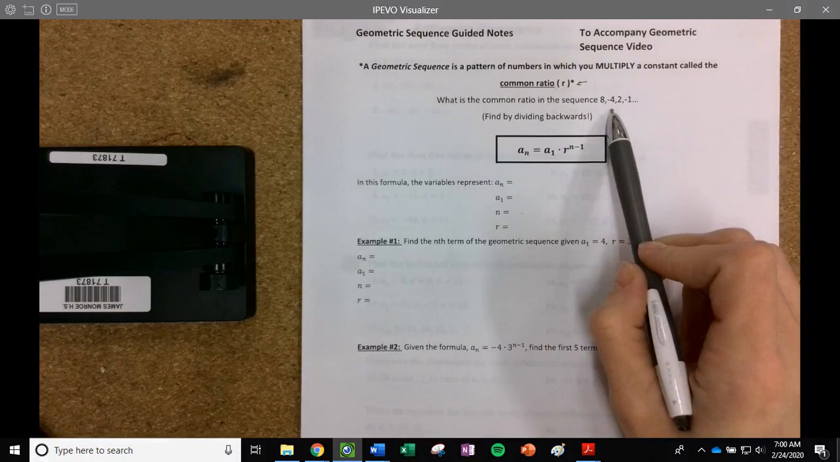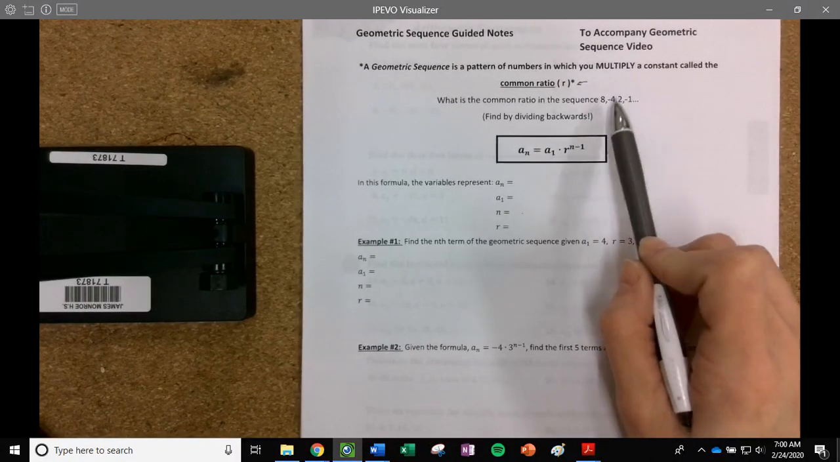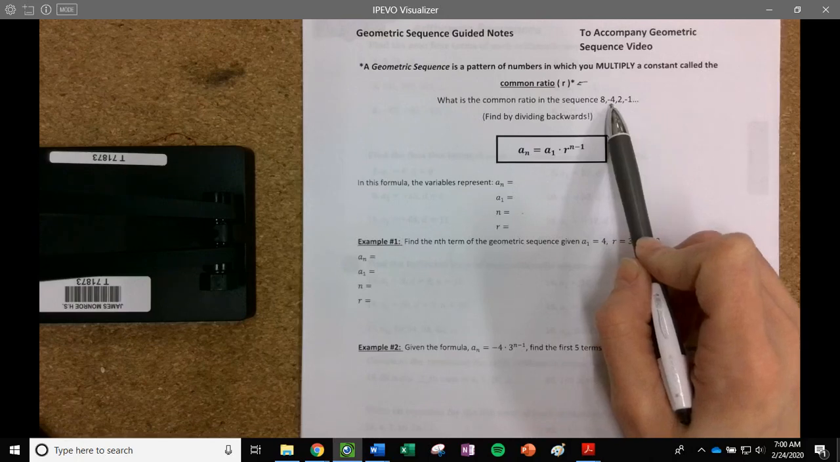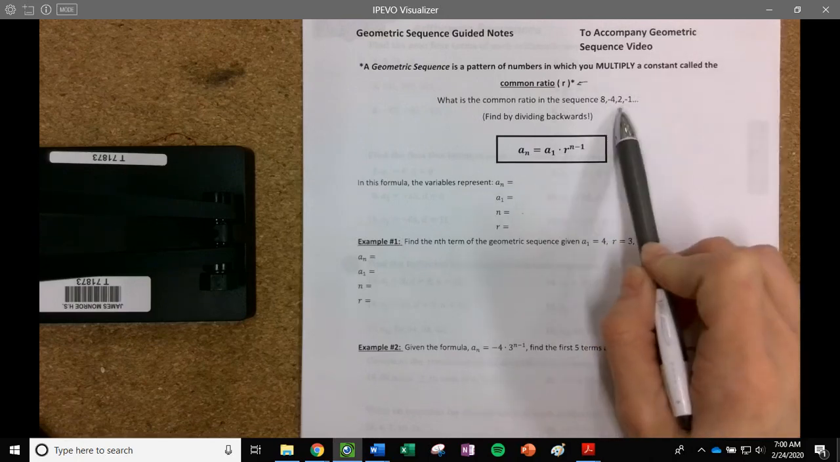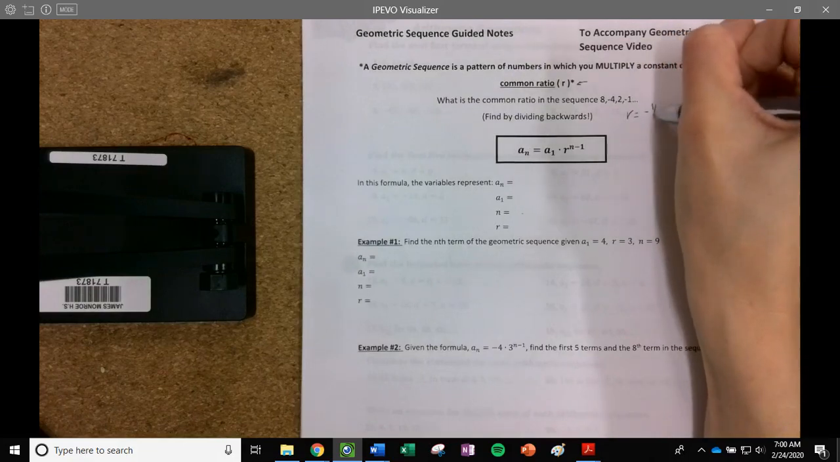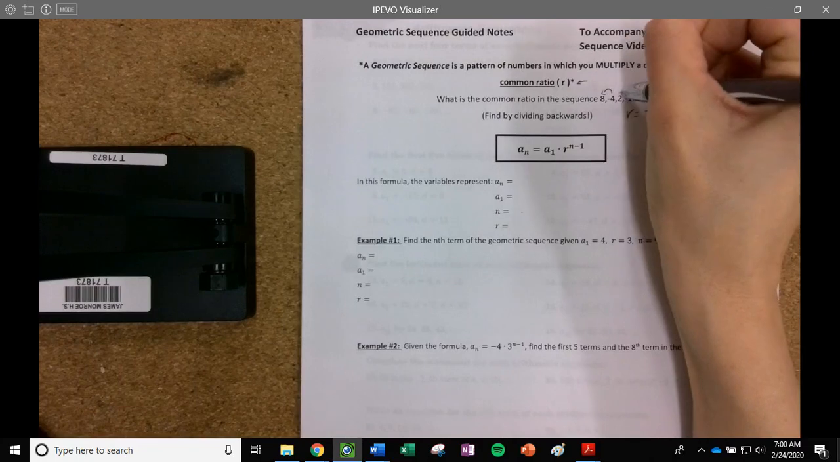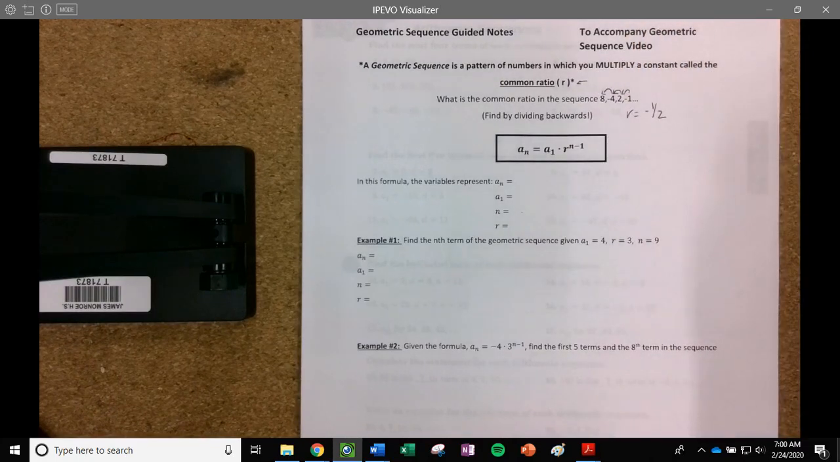So -4 divided by 8 would be -1/2. 2 divided by -4 would be -1/2. -1 divided by 2 would be -1/2, so on and so forth. So that's how we find our common ratio. We divide backwards back into the preceding term, the one that came before.